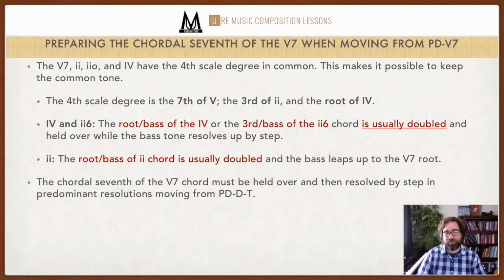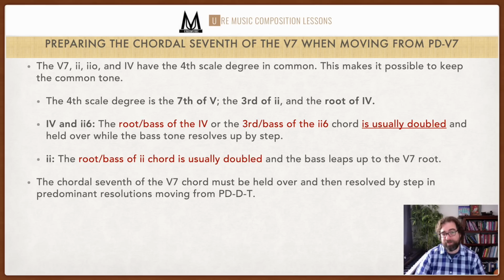So the 5/7, the 2 diminished, and the 4, they all have the 4th scale degree in common. So there's your big clue there. You're going to hold that common tone over. This makes it possible to keep the common tone. The fourth scale degree is the seventh of 5. You can think of it as the third of 2 in terms of chord members, and the root of the 4 chord. So if you think about that, you're in the key of C.